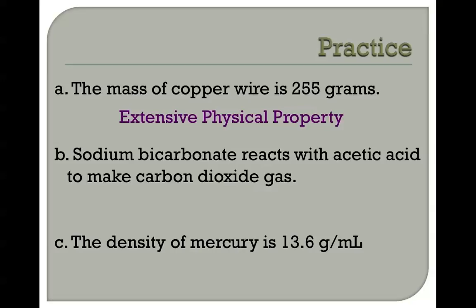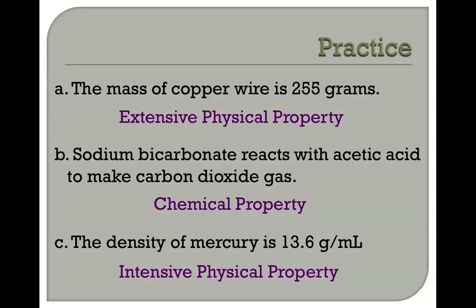Sodium bicarbonate reacting with acetic acid to make carbon dioxide gas. We're producing something new. We're changing the chemical composition. So this is a chemical property. And then the density of mercury is 13.6 grams per milliliters. This is something that's going to hold true no matter how much of my sample of mercury there is. So this is an intensive physical property.